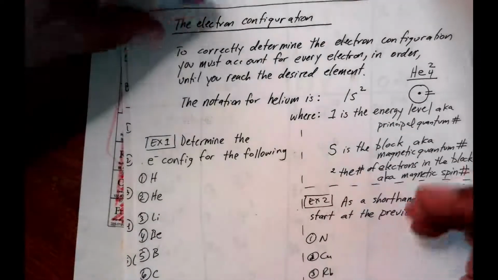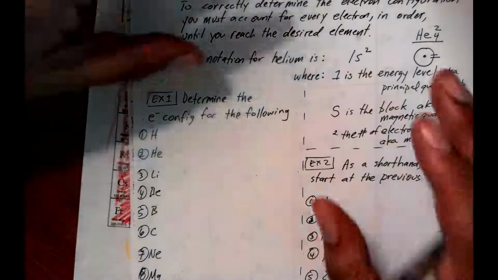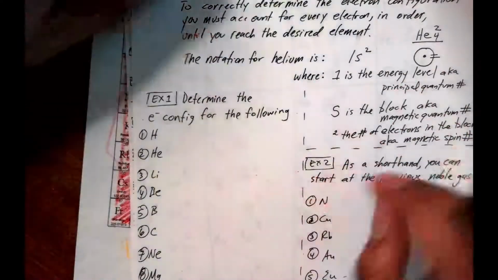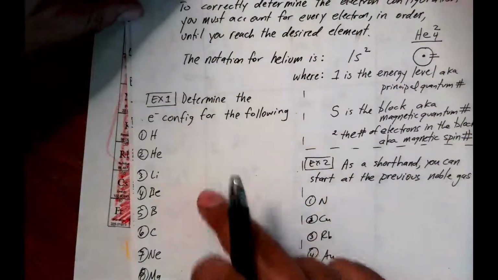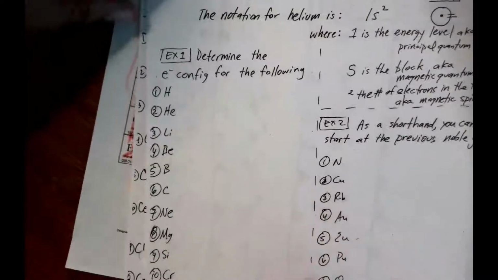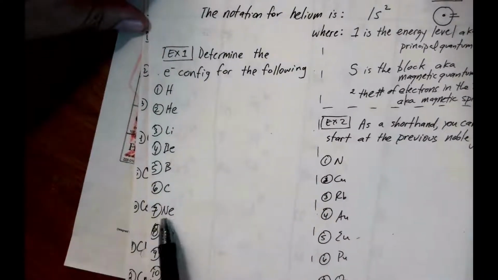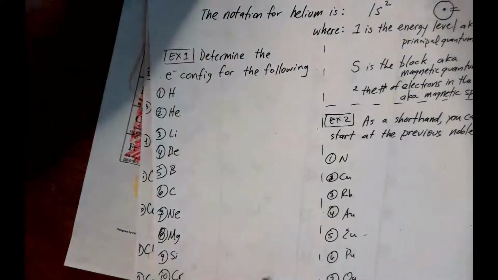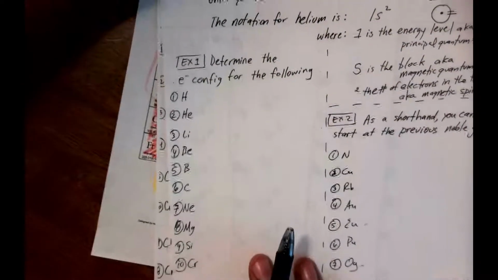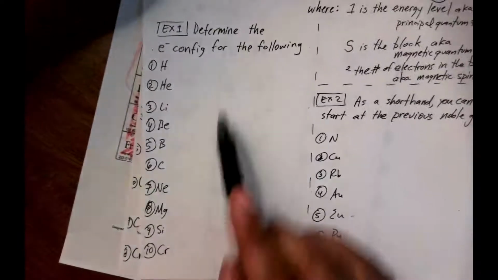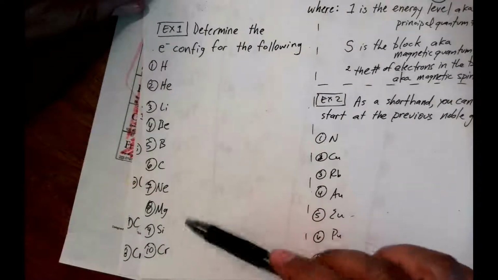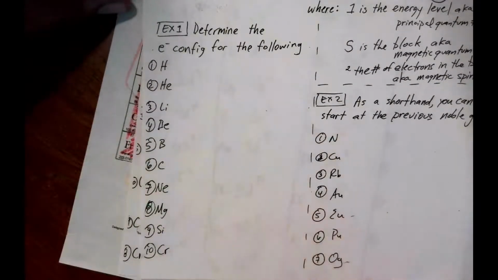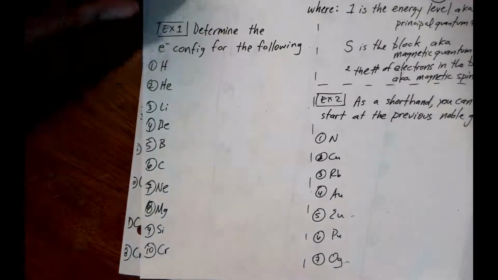So if I am right, I probably only need to show you a couple elements in each of these problem sets. For the first one, I'm going to use number 7, neon, as my first example, and then Cr, chromium, as my second example. That way you can do a few that are easier and then a couple that are in between. All right, so here we go.